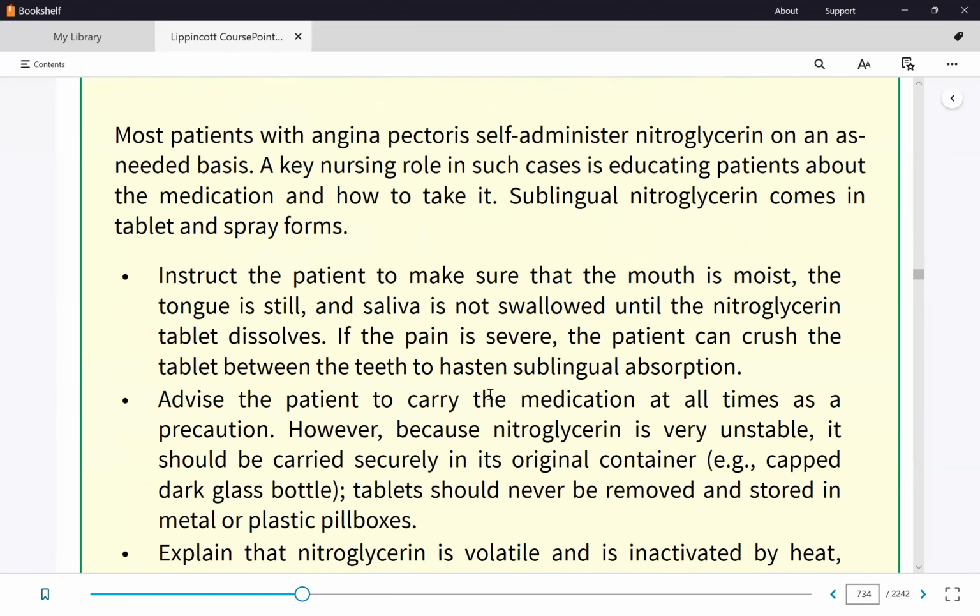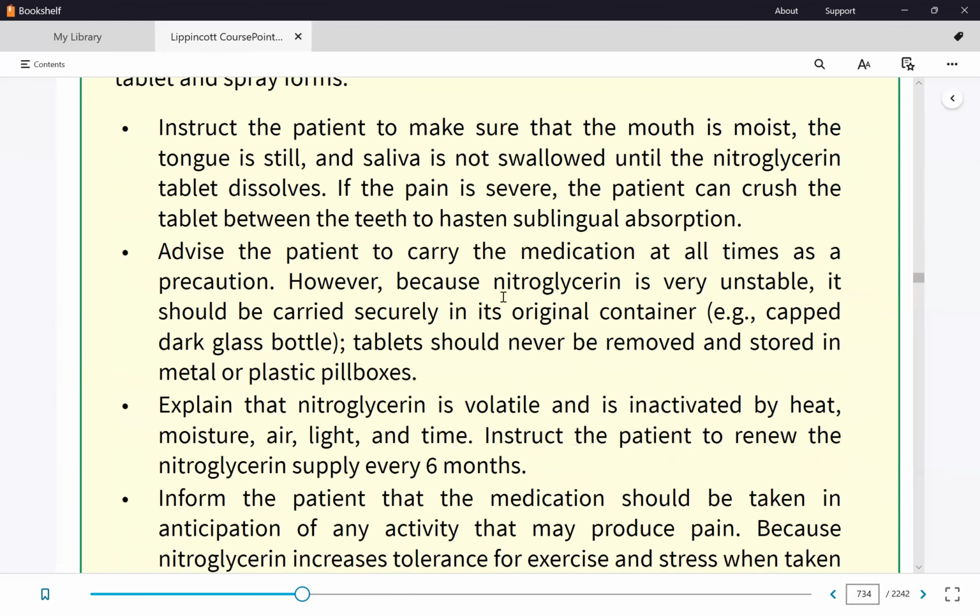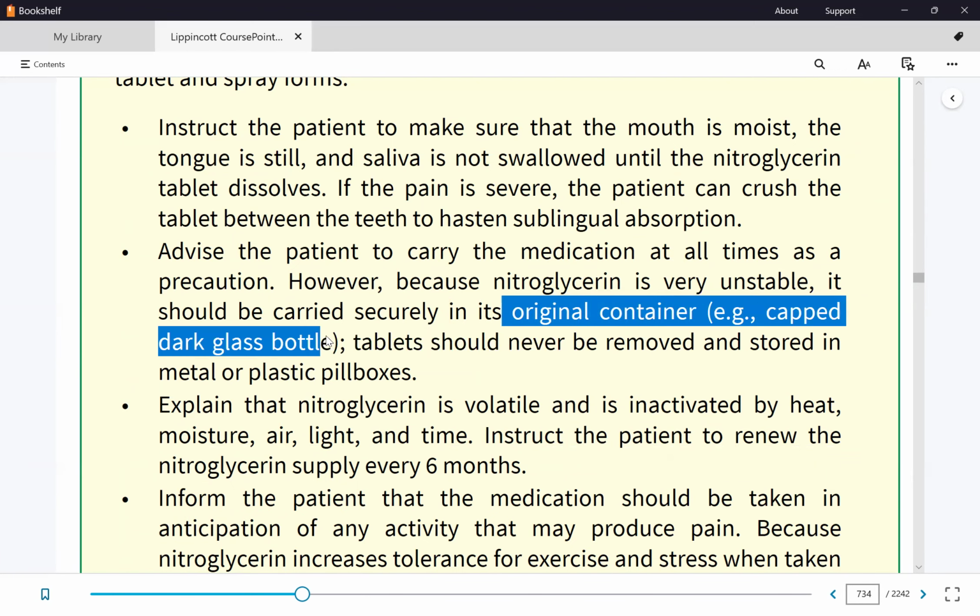Okay, let's discuss self-administration of nitroglycerin. So the patient takes this at the first sign of chest pain, or they can also preemptively take it before engaging in activity that will increase oxygen demand. I already mentioned about the mouth being moist, which is crucial for absorption. Carry it everywhere. Do not take it out of its original container. What's the container again? Brown. Dark glass bottles, usually brown.